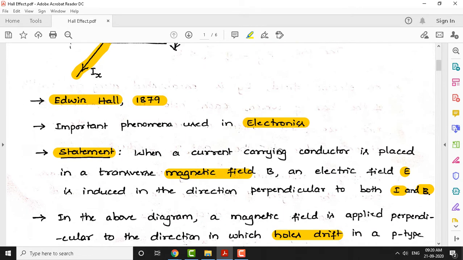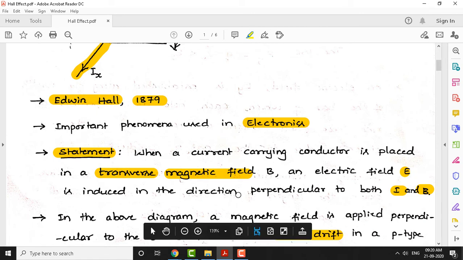When a current carrying conductor is placed in a transverse magnetic field B, an electric field E is induced in the direction perpendicular to the current and magnetic field. I hope you understood this statement. The statement is clear, precise, and exact.